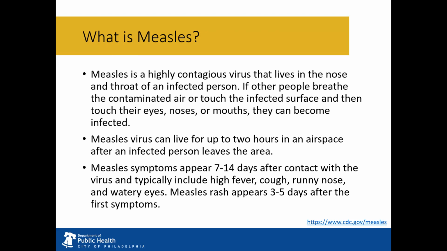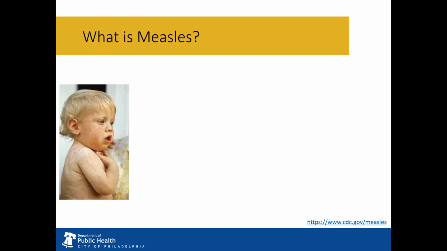Measles rash appears 3 to 5 days after the first symptoms. So you can see how it is so easy to spread. Yes, it is a highly contagious virus, but also a person is infectious long before the telltale rash appears. And this is an example of the measles rash.